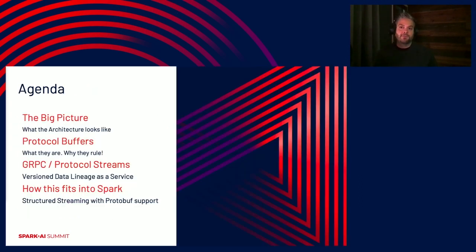All right, so for the agenda for today. We're going to take a look at the big picture of what the streaming architecture looks like, and how that differs from the API-driven architectures that people have seen before. Then we're also taking a look at the actual technology that drives it. So what are protocol buffers? Why do I like them? Why do I think you should like them as well? And also, what is gRPC? What is RPC? What's a protocol stream? And then we're going to also figure out how this fits into the Spark ecosystem. So that's the agenda for today, and we're going to just pop right into it.